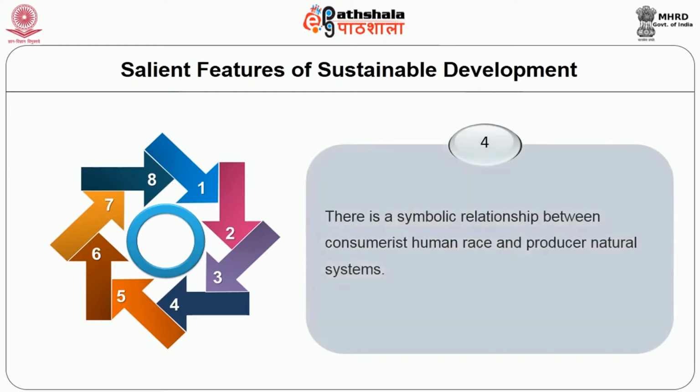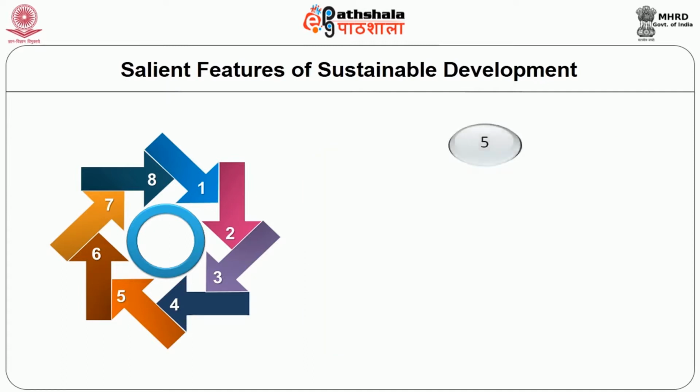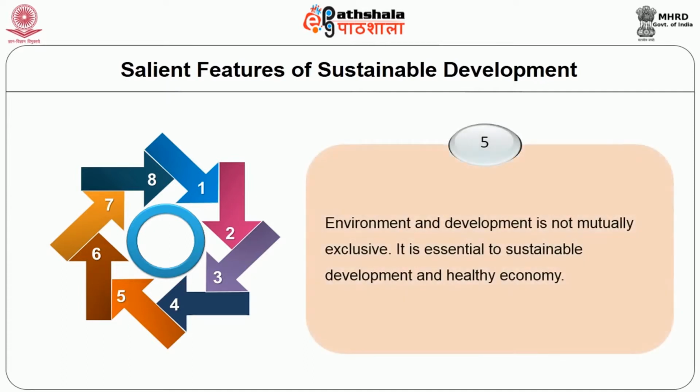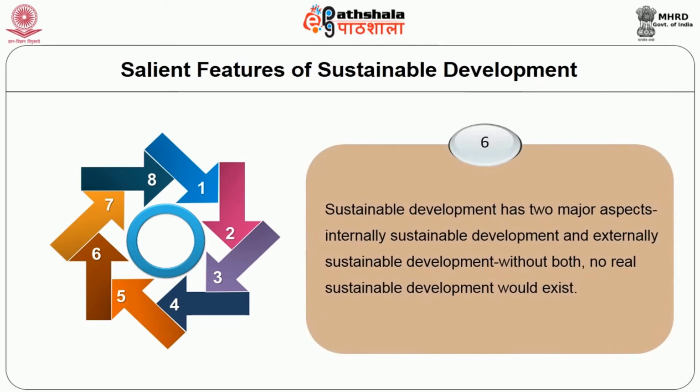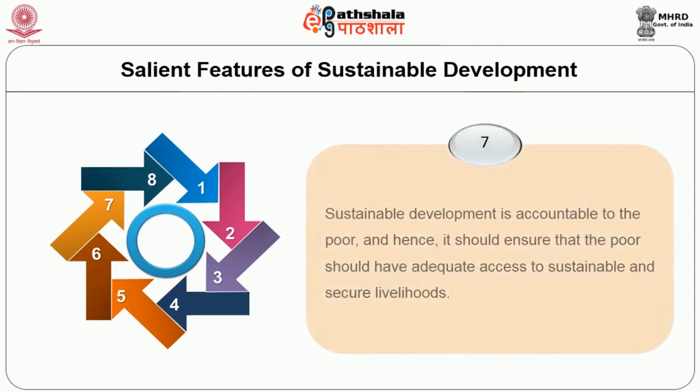That is a symbiotic relationship between the consumerist human race and the producer natural system. Environment and development are not mutually exclusive. It is essential to sustainable development and a healthy economy. Sustainable development has 2 major aspects: internally sustainable development and externally sustainable development. Without both, no real sustainable development would exist. Sustainable development is accountable to the poor and ensures that the poor have adequate access to sustainable and secure livelihoods.